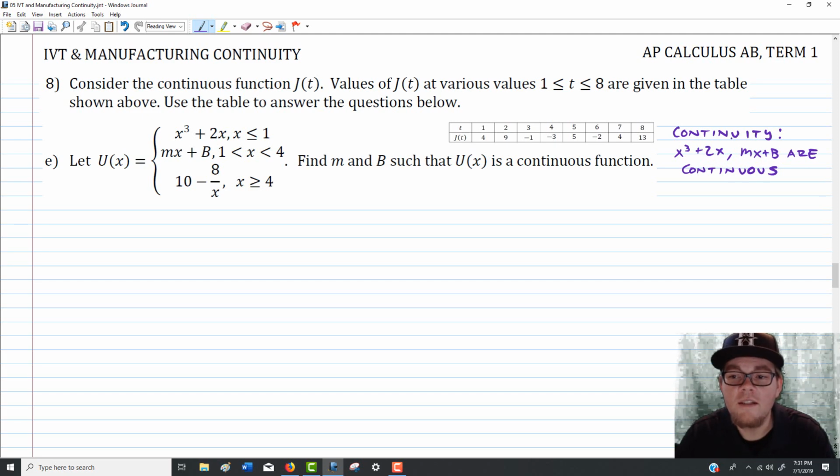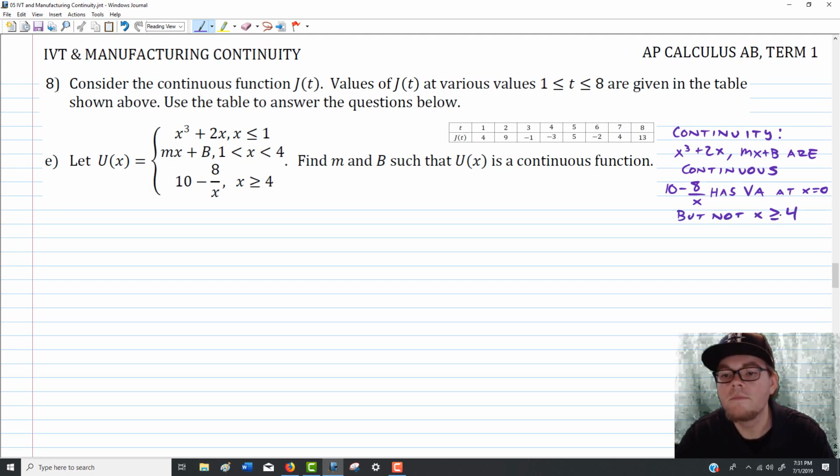So both those things are connected and continuous. And then the other one, 10 minus 8 over x, has a VA at x equals 0, but not for x greater than or equal to 4. So basically, once again, we are perfectly fine continuity-wise. All that we need to do is actually guarantee continuity as far as the three branches go. We need to guarantee continuity, though, at the intermediate spots. So let's do it. Why not, huh?